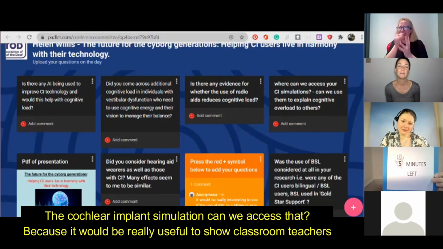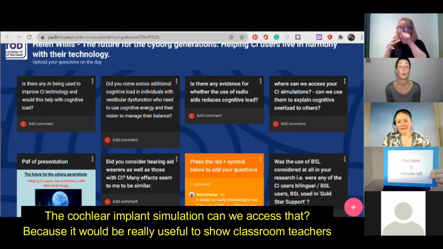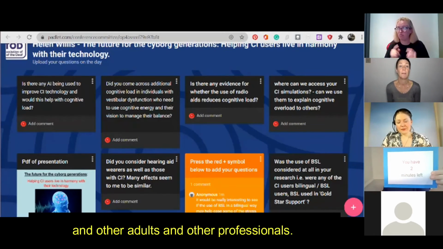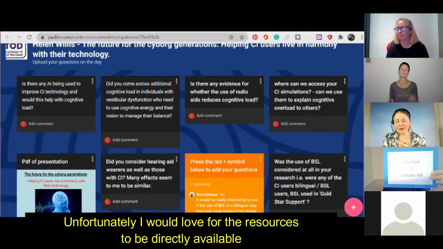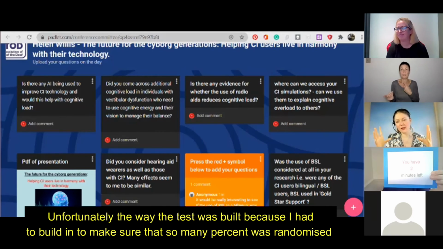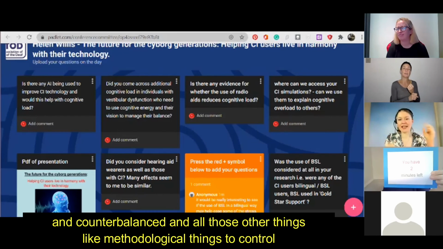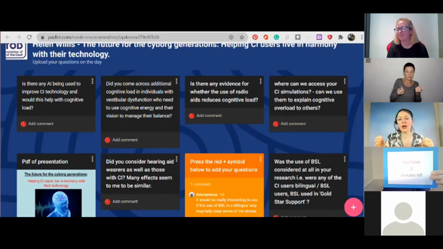The cochlear implant simulation, can we access that? Because it would be really useful to be able to show classroom teachers and other adults, other professionals. Unfortunately, I would love for the resources to be directly available. Unfortunately, the way that the test was built, because I had to build it in to make sure that the stimuli presented were randomized and counterbalanced and all those other things that make a lot of cool things to control.